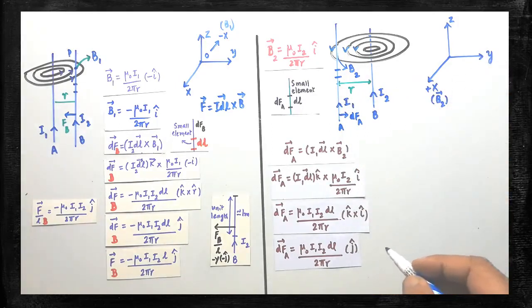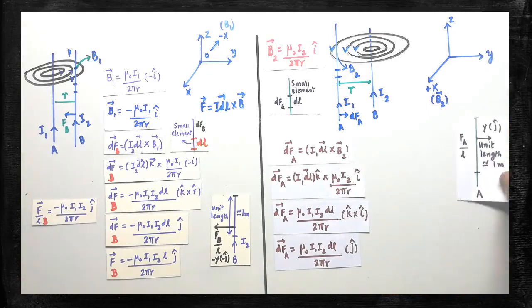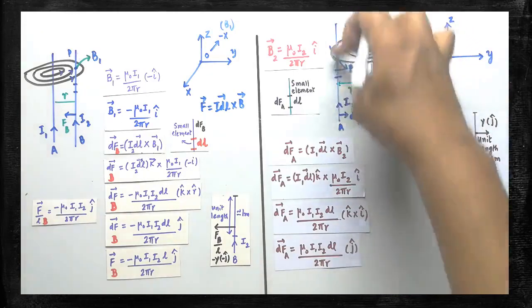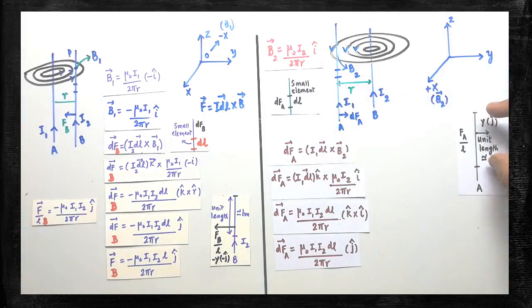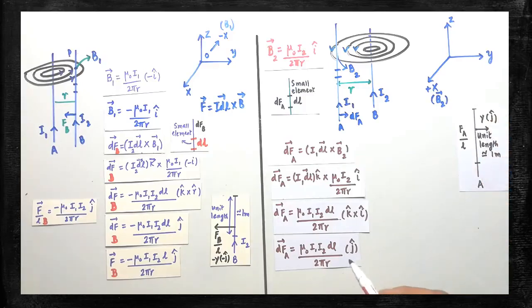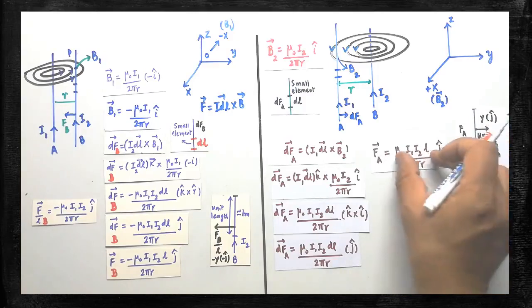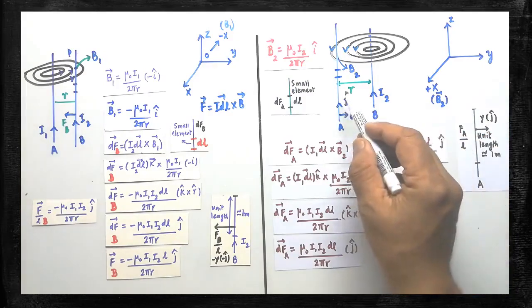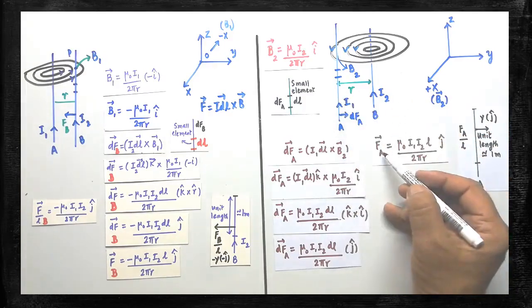Are you clear? Now, very interesting one. In this conductor, A conductor, we have to imagine a unit length. Unit length means the length of the wire must be taken as unity, 1 meter. Is it clear? Unit length is taken. There we have to calculate the force. So FA by L is nothing but the force acting on the first conductor per unit length. What is FA? Force acting on the first conductor, A conductor.